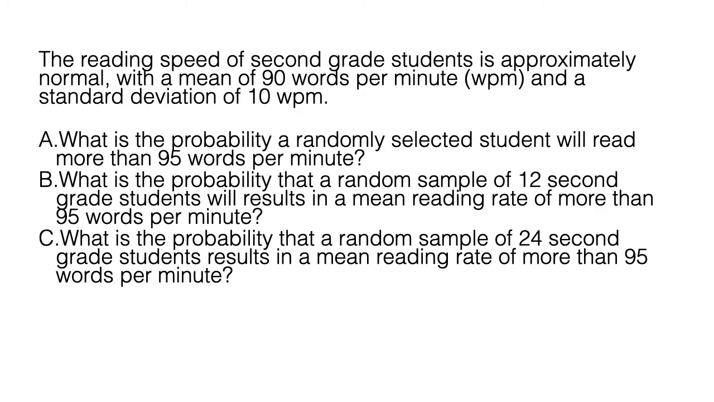All right, so I'd like to take a look at an example real quick on how we can apply all of this. It says that the reading speed of second grade students is approximately normal with a mean of 90 words per minute and a standard deviation of 10 words per minute. So part A asks, what's the probability that a randomly selected student will read more than 95 words per minute? Part B asks, what is the probability that a random sample of 12 second grade students results in a mean reading rate of more than 95 words per minute?